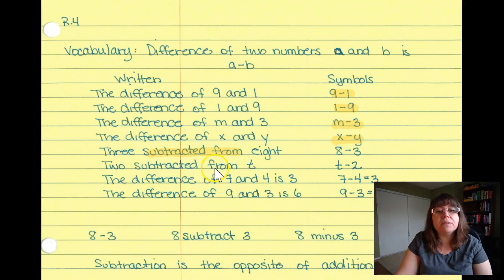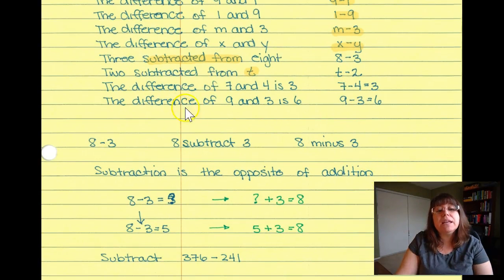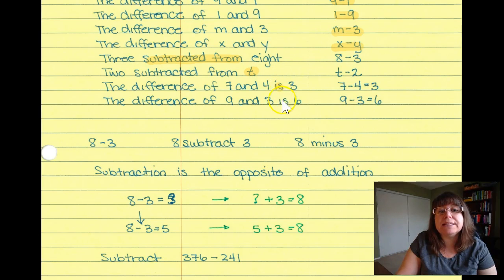2 subtracted from t. Well, what are we subtracting it from? We're subtracting it from t, so t comes first. T minus 2. The difference of 7 and 4 is 3. Well, the difference of 7 and 4, we just read it from left to right, so 7 minus 4 is 3. The difference of 9 and 3 is 6. So when we see this word is, that means equals. 9 minus 3 equals 6.